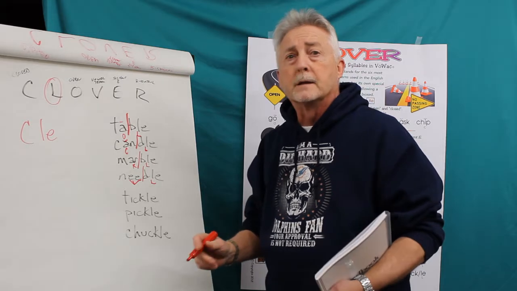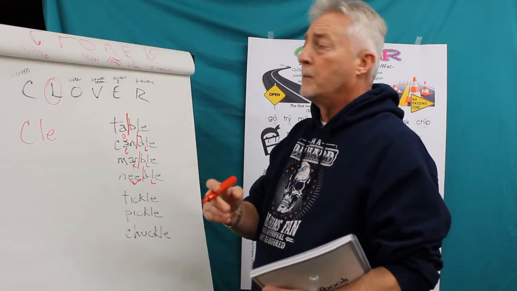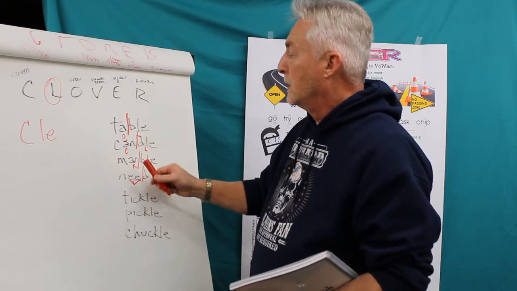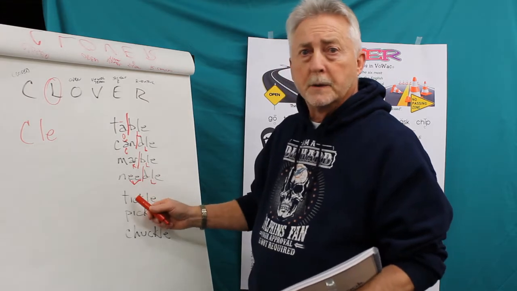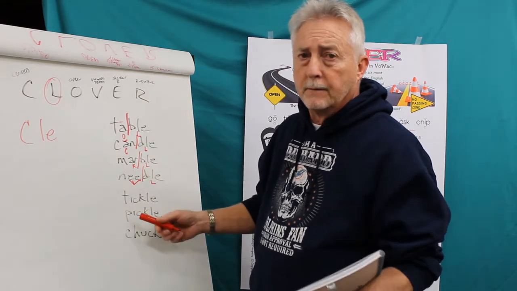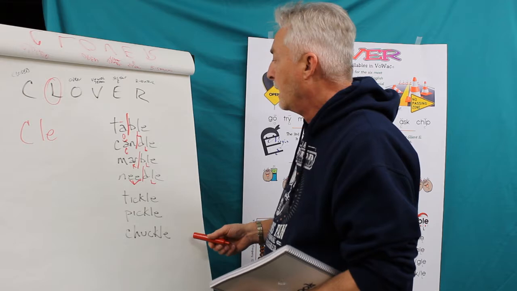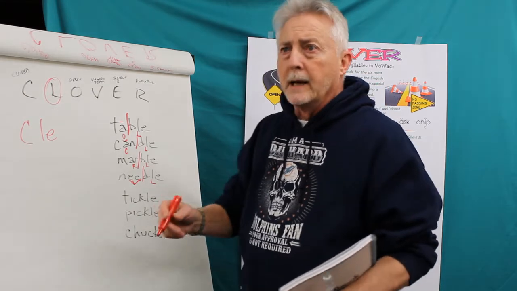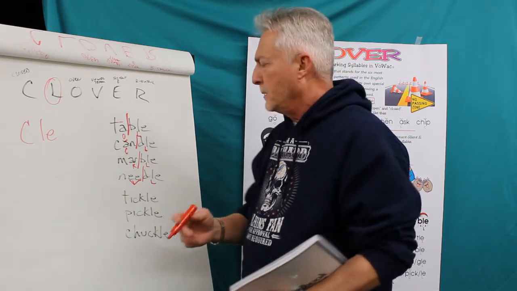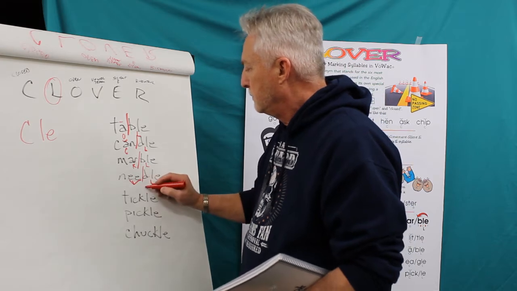So you're going to find this particular vowel pattern with open, closed, R control, and vowel team. You're going to find it with any of them. Okay. And when we get into that, except for ck, you count back 2 and divide. 1, 2.